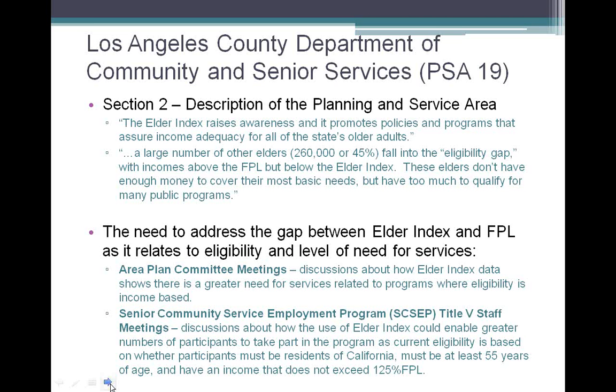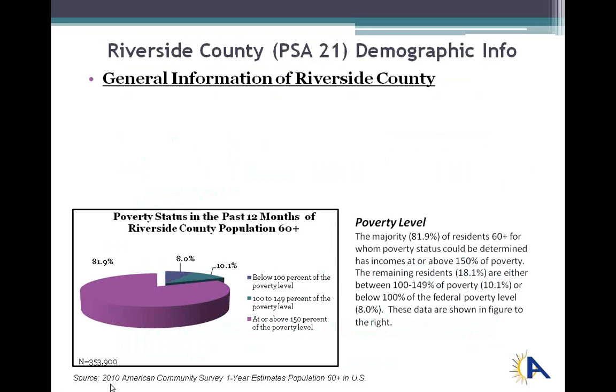And in addition, for the Title V Senior Community Service Employment Program, SCSEP staff have also had discussions about how the Elder Index can be used to enable a greater number of participants to take part in that program, since the current eligibility is based on 125% of the federal poverty guidelines, as well as some age and residency restrictions. So that's one other example.